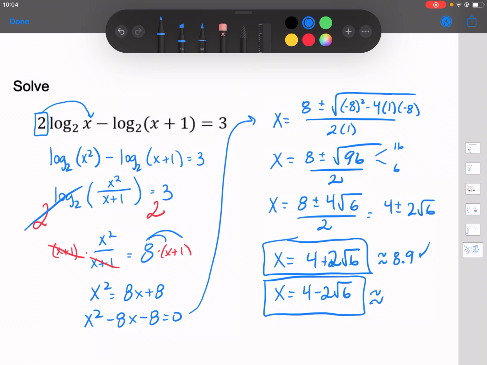And let's just double check the other one. Now this one's approximately negative 0.9. So that one does not work. And that's because if you plug it into that first argument, which is already x, you'll be getting a negative argument, which is a problem. So this one I just canceled out as extraneous. The first one, however, does work.